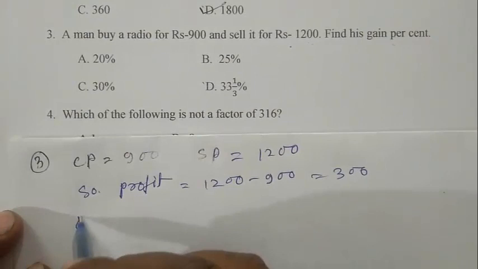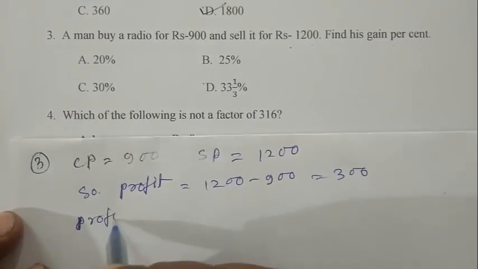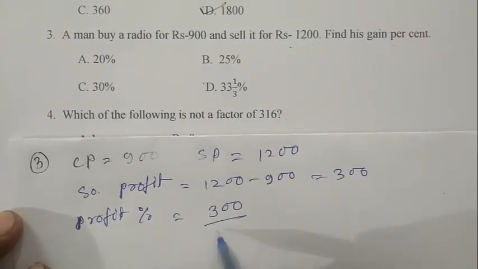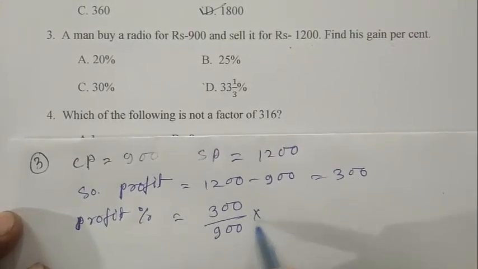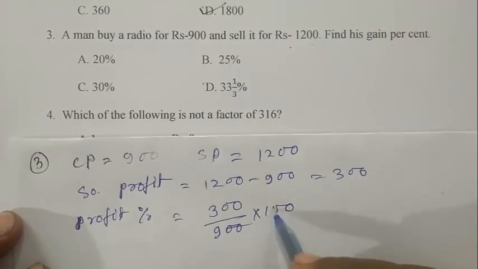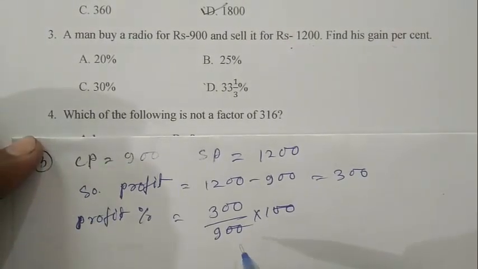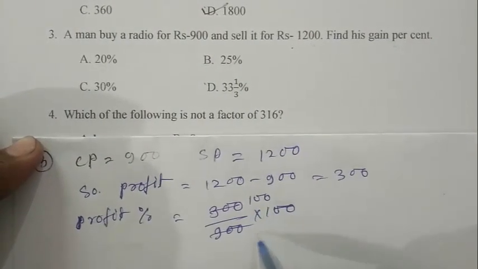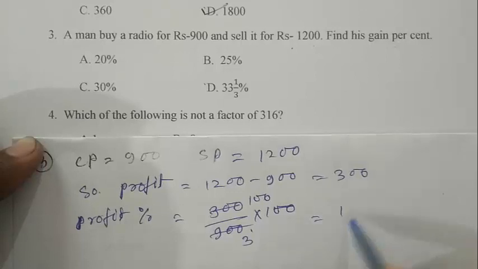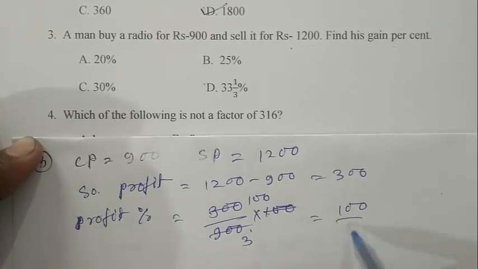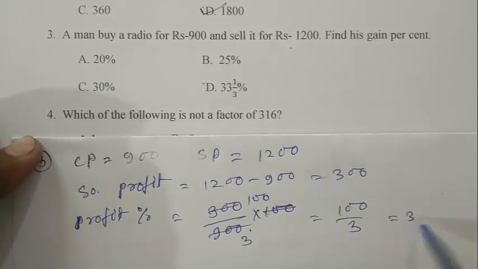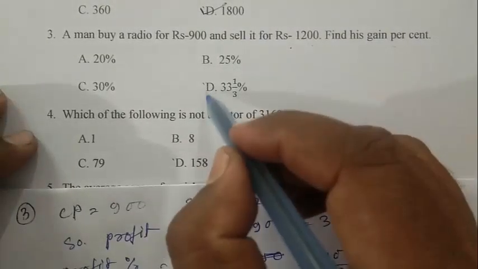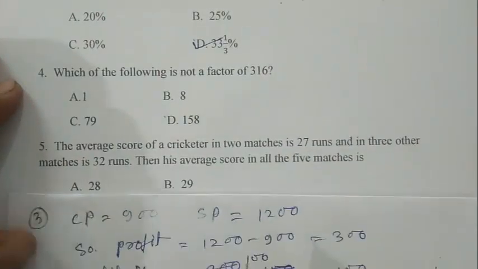So profit percentage, that is 300 by CP into 100. So 100 by 3, that is 33 1 by 3%. So here D is the right answer.